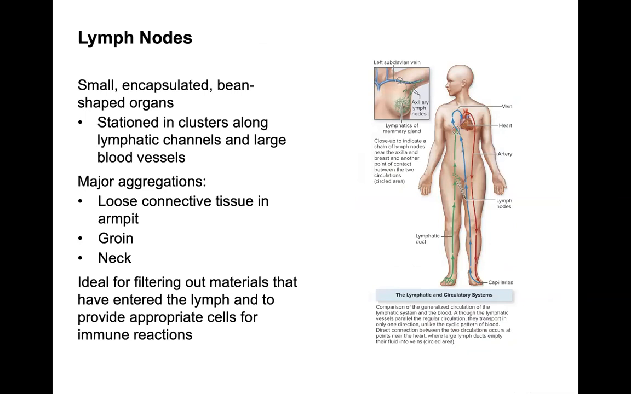Now, the lymph nodes, these are small encapsulated bean-shaped organs. They're stationed in clusters along the lymphatic channels and large blood vessels. Major aggregations of lymph nodes are found in the loose connective tissue in the armpit, the axillary region, the groin, and the neck. The lymph nodes are ideal for filtering out materials that have entered the lymph and to provide appropriate cells for immune reaction.